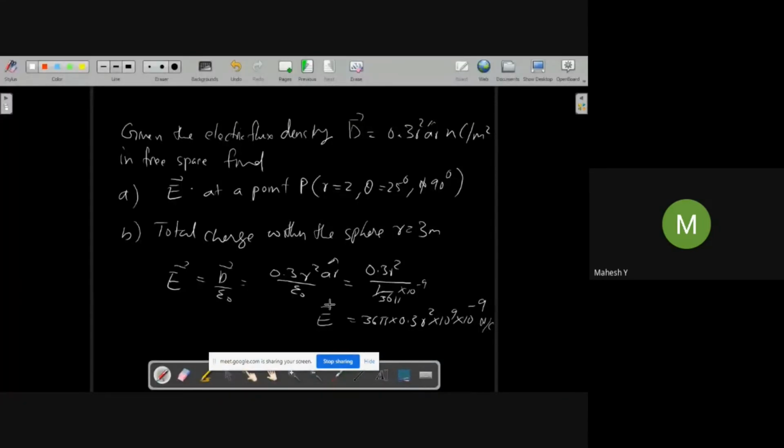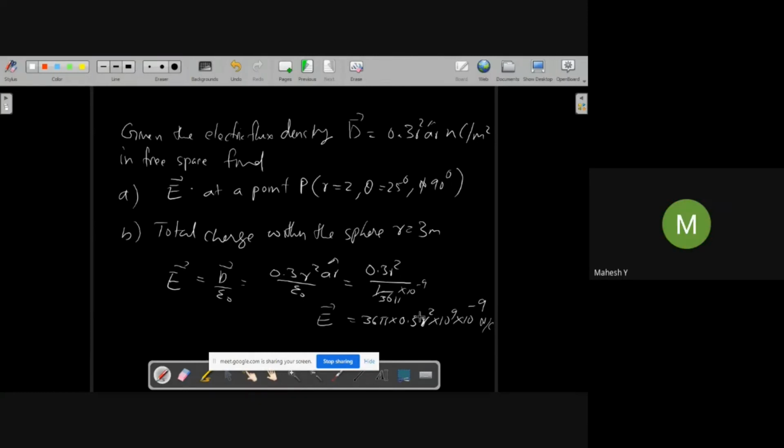Okay, this is the expression for E. We have to find it at a point P, r equal to 2, theta equal to 25 degree, phi equal to 90 degree. So what value do I have to substitute here? What is the parameter I have in this one? Do we have theta in the expression of E? No. Do we have phi? No. Only r is there.